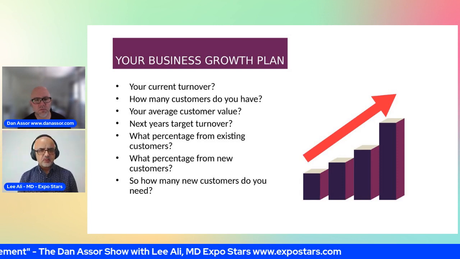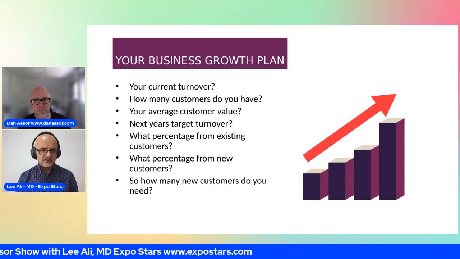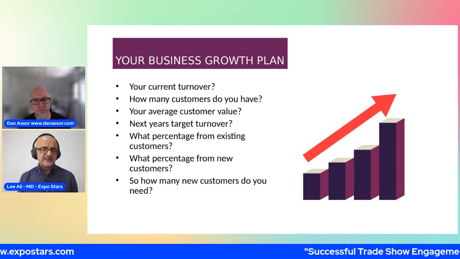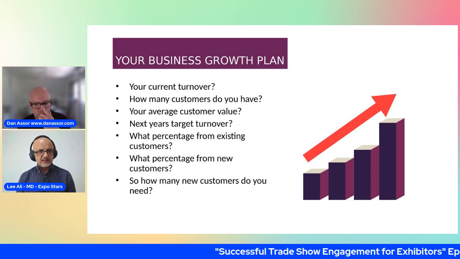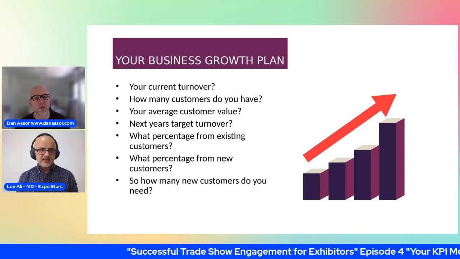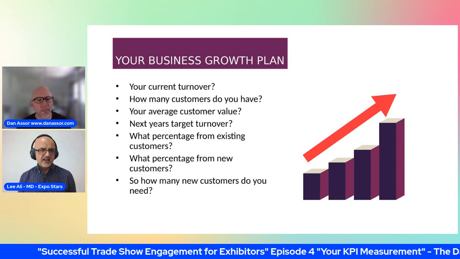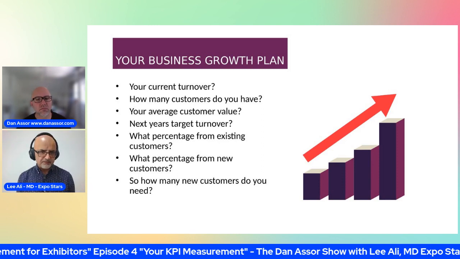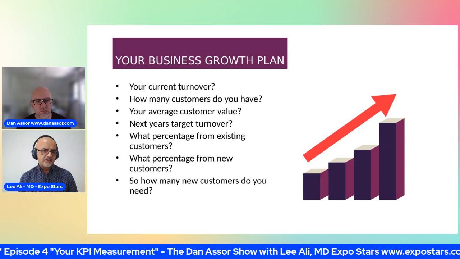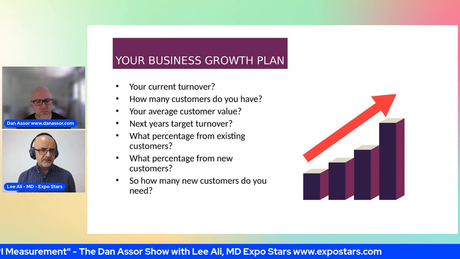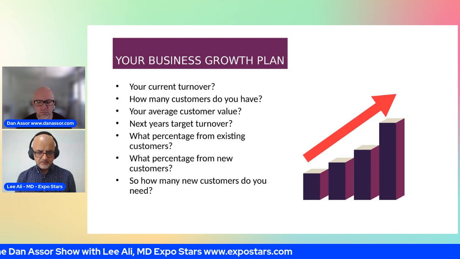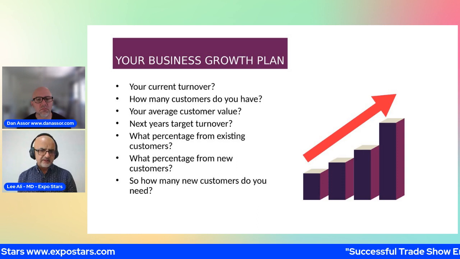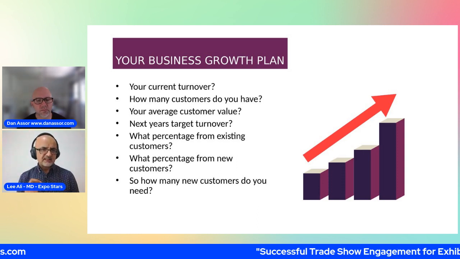One of the key things you need to understand to start with the metrics is what your current turnover is. If you're planning for exhibitions next year, look at how much turnover you're going to have this year and how many customers make up that turnover. That will give you your average customer value. If you know what your average customer brings you every year, that's your starting point as a metric.